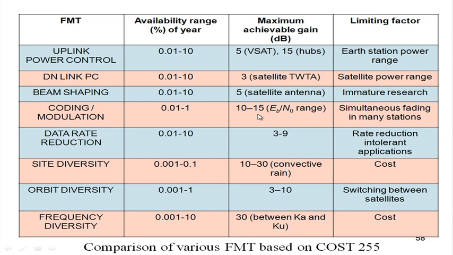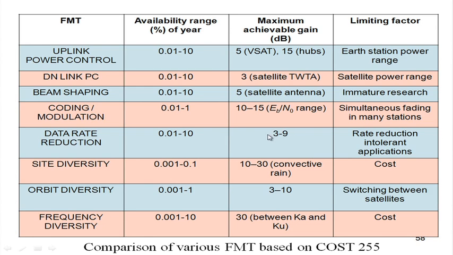In both cases you have a disadvantage in terms of bandwidth, but power-wise you gain a very good power level, almost 10 to 15 dB of power advantage, to maintain the same BER or symbol error rate by changing the Eb/N0. So 10 to 15 dB is quite a large number compared to the power control FMT, either downlink or uplink power control. The other technique is data rate reduction, which we just discussed.